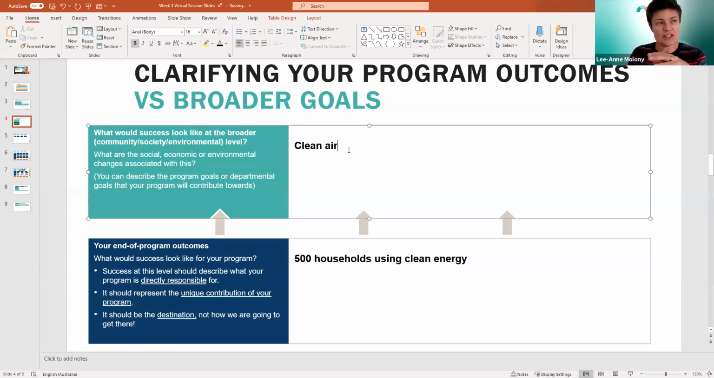And you're right, the reduction in emissions is useful, a contributing factor to reducing climate change. So it's going to mitigate climate change. And again, it's a broader goal, but it's not an end of program outcome, because the Castlemaine program can contribute to mitigating climate change, but it can't solve it in and of itself, of course. So that's a broader goal.